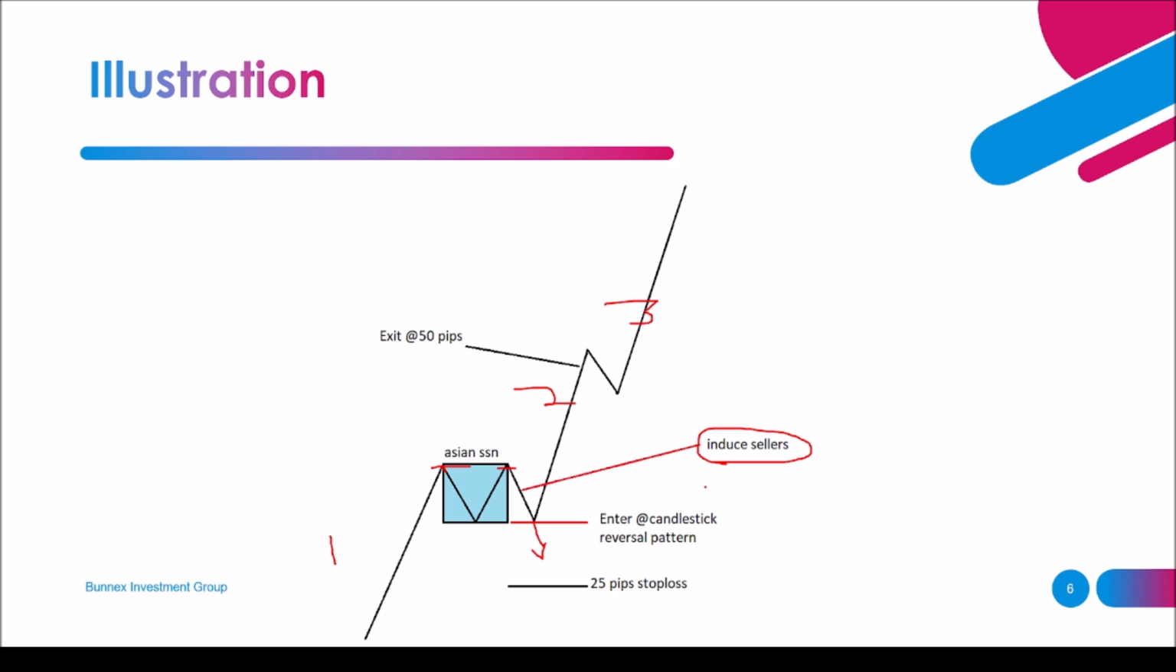So for this particular strategy, you are looking to get a candlestick reversal pattern at the low of the Asian session. Your stop loss will be 25 pips on the downside in this particular context, and your take profit will be 50 pips on the upside.